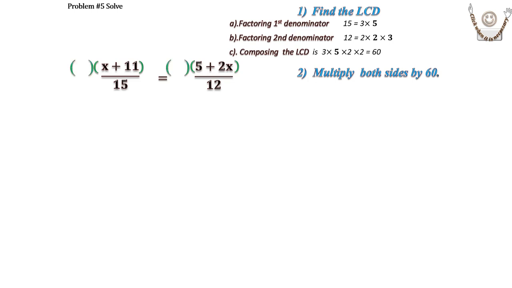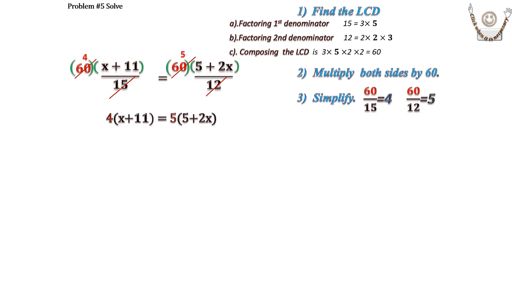And because the first fraction has a numerator with 2 terms and the second fraction has a numerator with 2 terms, this is why we have to keep parentheses, because we multiply the entire complicated fraction. After that, let's simplify. 60 over 15 is just 4, and 60 over 12 is 5. As a result, we have an equivalent equation without fractions.